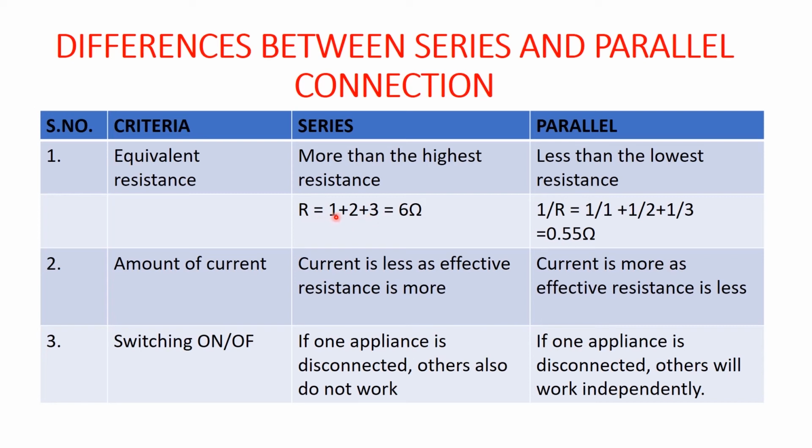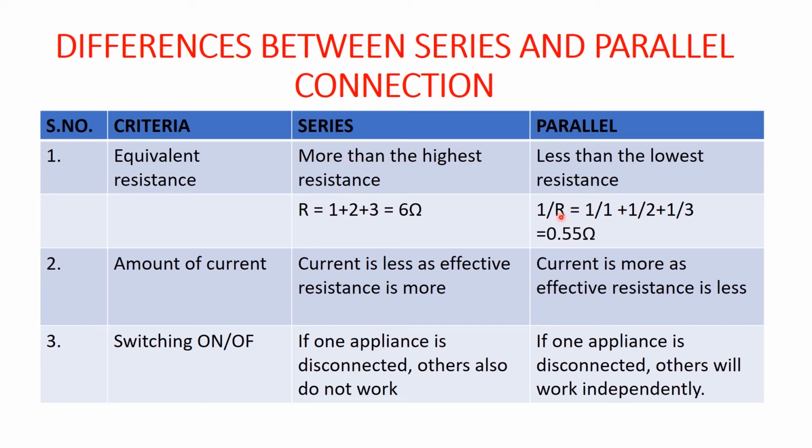If R1 is 1 ohm, R2 is 2 ohm and R3 is 3 ohm, then the equivalent resistance is given by the sum of them. That is 1 plus 2 plus 3, which is equal to 6 ohm. இப்போ இந்த 6 ohm என்றது it is more than the highest of the individual resistance. இது மூணுத்துல highest அது 3. அதை விட அதிகமா இருக்கும் equivalent resistance for a series connection. So we can say it is more than the highest resistance.